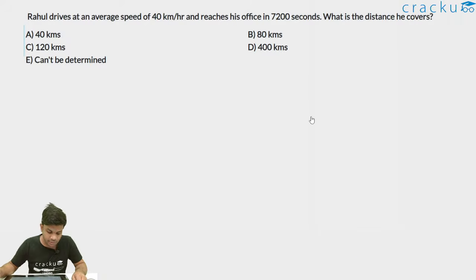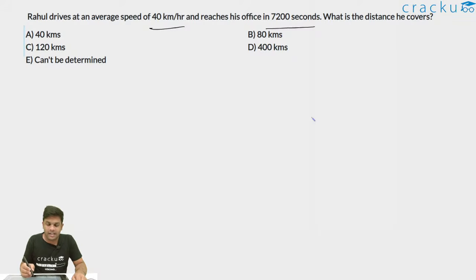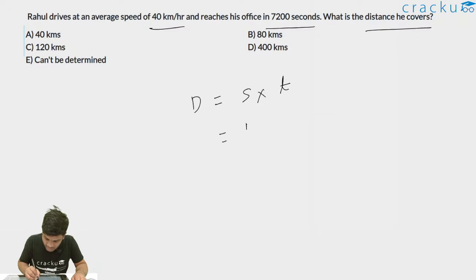Okay, so in this question we have Rahul drives at an average speed of 40 km per hour and reaches his office in 7200 seconds. What is the distance he covered? So distance is equal to speed into time. Okay. So speed is 40 km per hour into time is 7200 seconds.